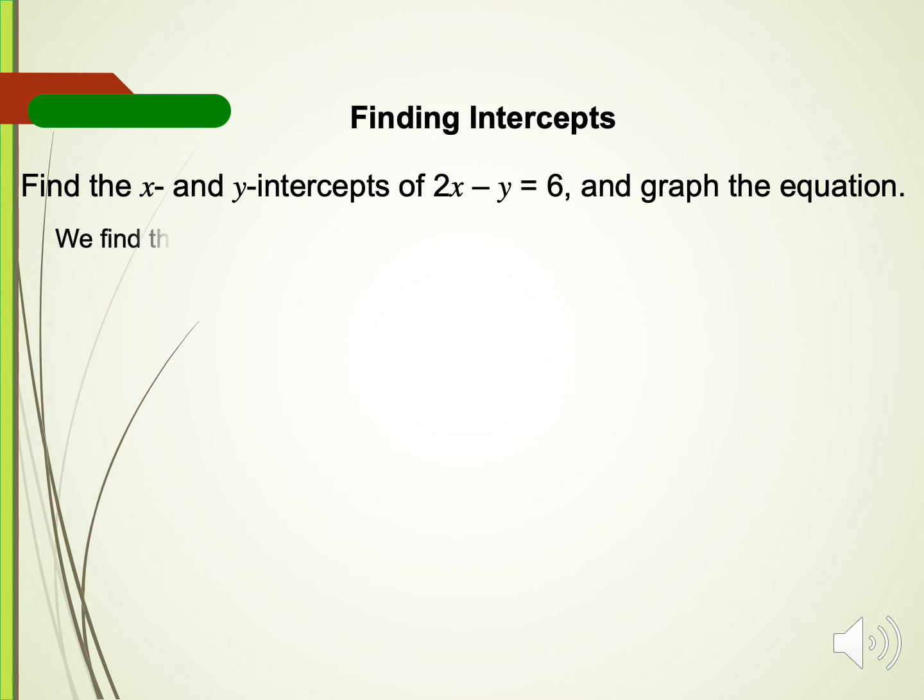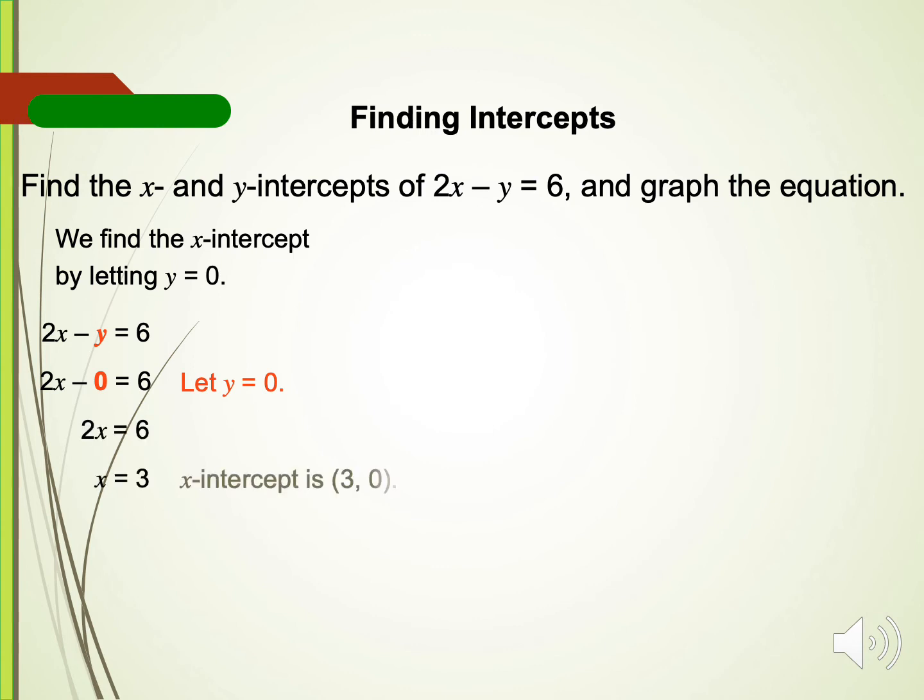So the first thing that we do is we find the x-intercept by letting y be 0. So from the equation 2x minus y equals 6, substituting y equals 0, so you have 2x minus 0 equals 6, and you have 2x equals 6, or x is equal to 3. So now you have the point 3, 0, and your x-intercept is equal to 3. So the point we have is 3, 0.